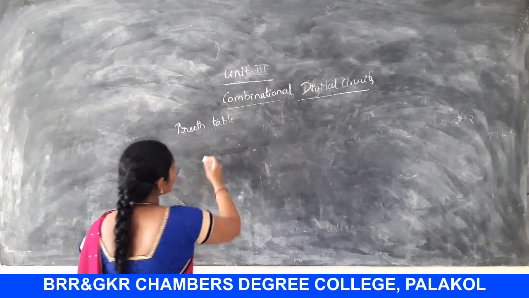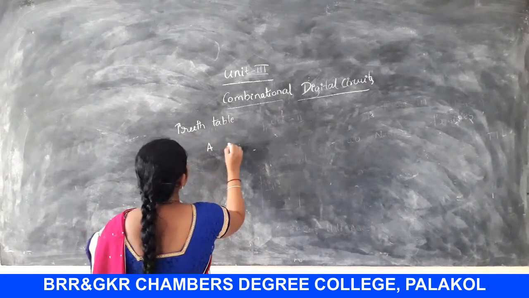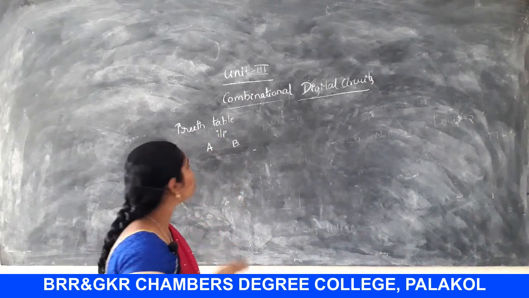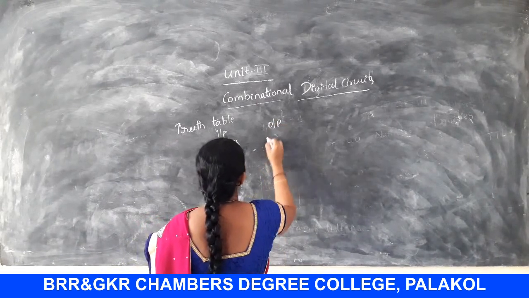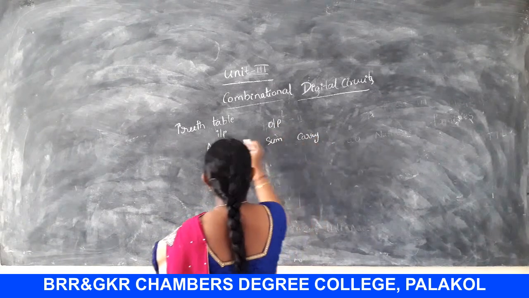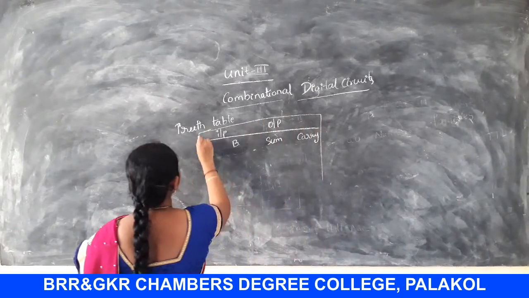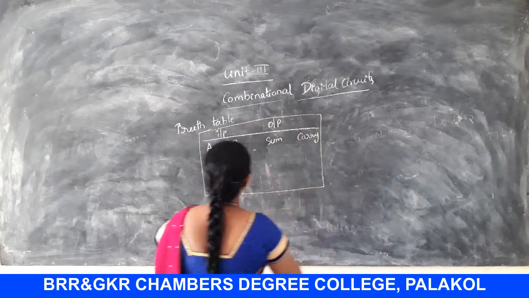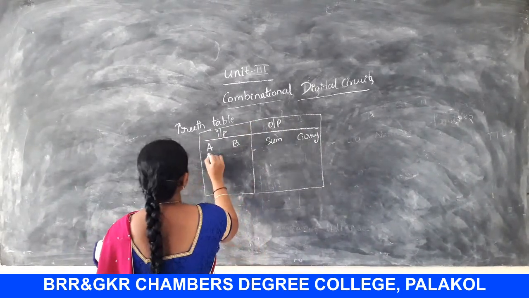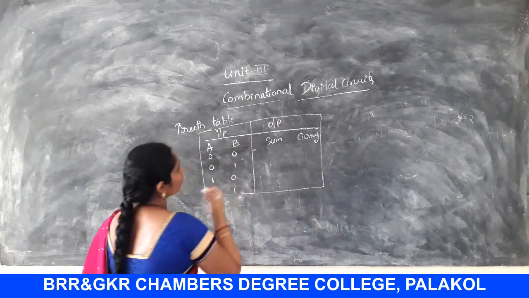Here the half adder consists of 2 inputs, A and B, and it produces 2 outputs, sum and carry. This is the truth table. We consider 2 inputs. How many combinations are there? Those combinations are 00, 01, 10 and 11.